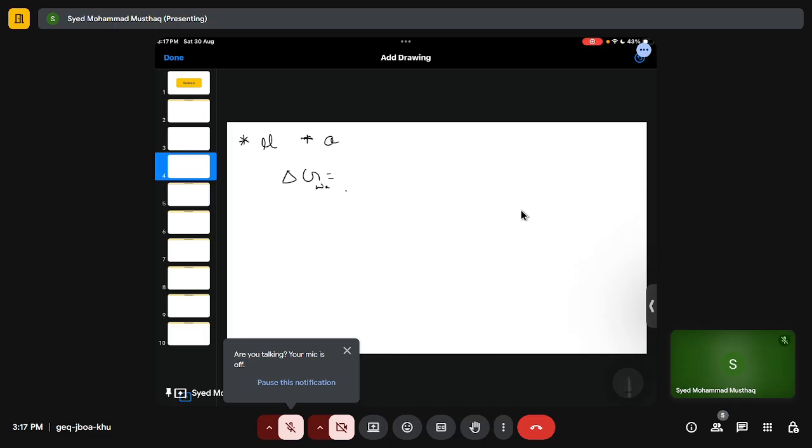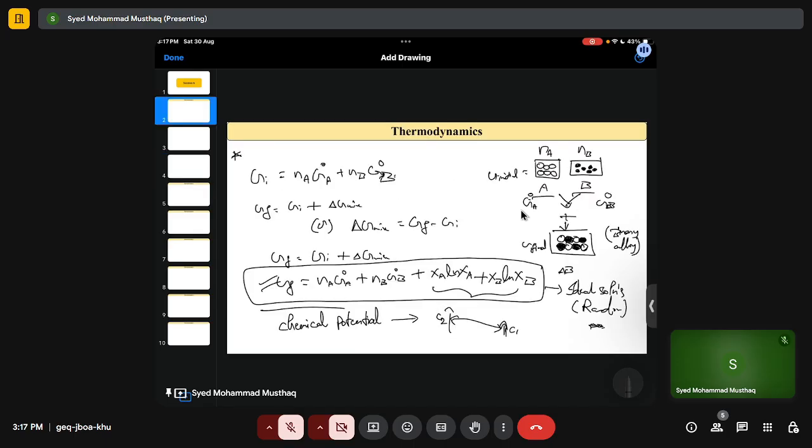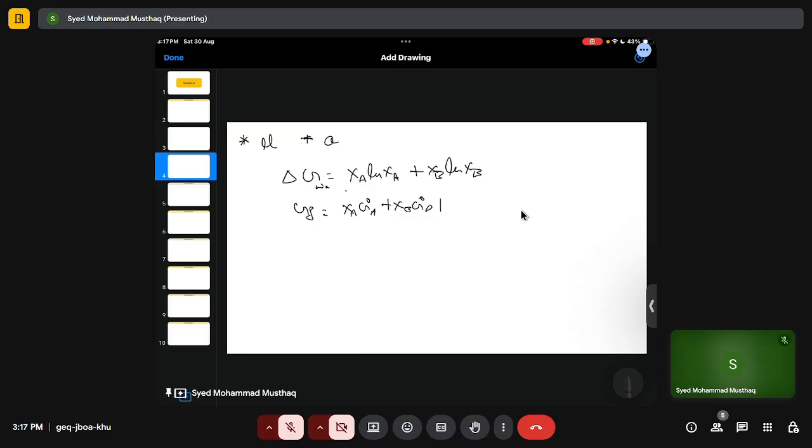If I take, okay, so delta G mix will be equal to XA ln XA plus XB ln XB, or G final will be equal to XA G naught A plus XB G naught B. Oh my bad, I didn't mention here, it should be N by 2 because everything is mole fraction. Okay. It will also be mole fraction. Now, plus XA ln XA plus XB ln XB.